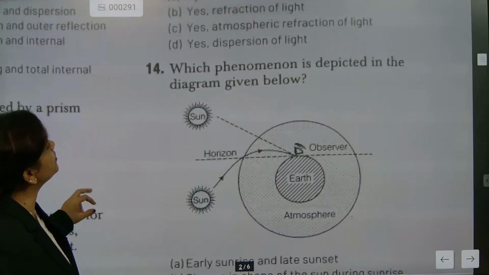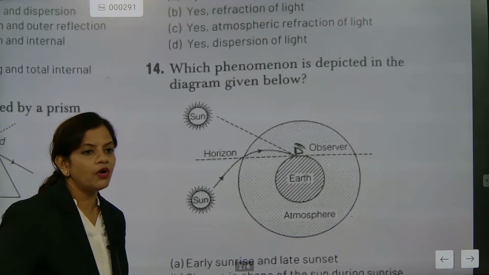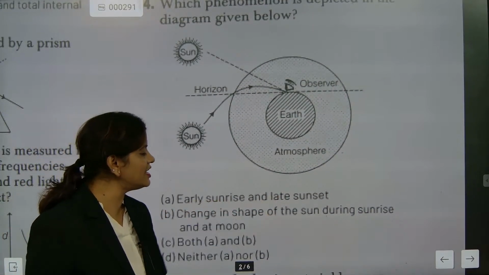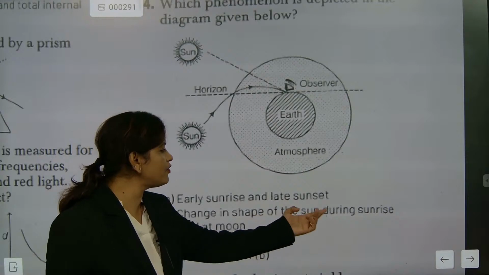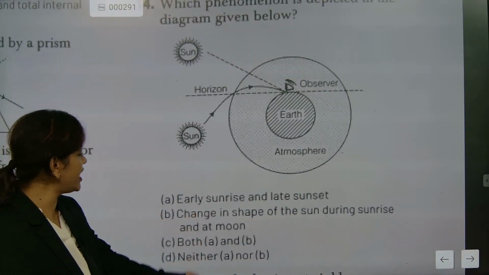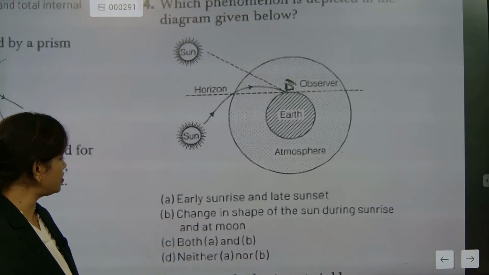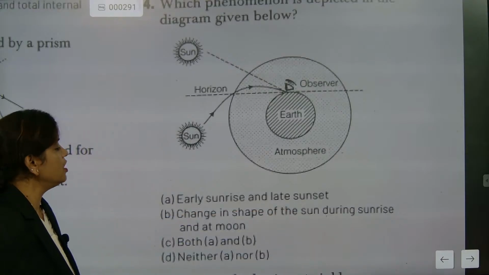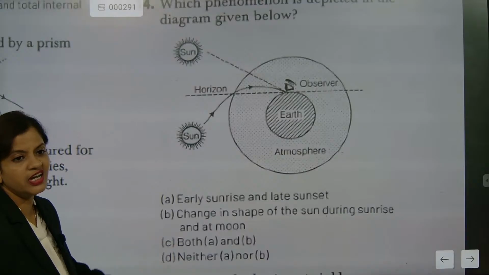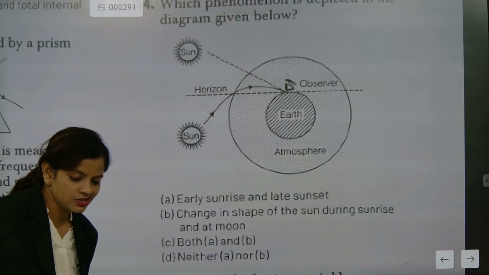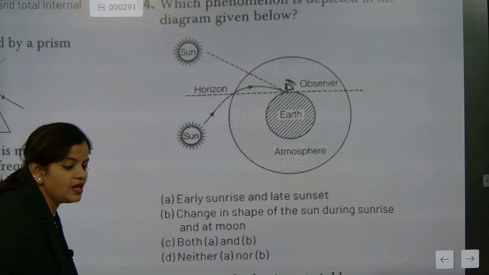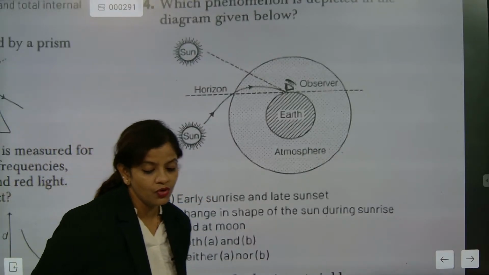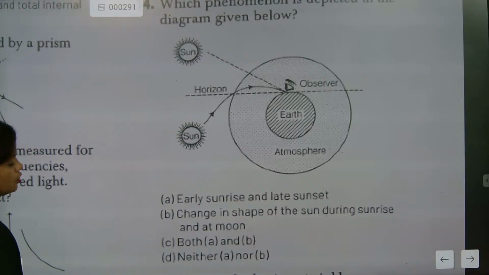Which phenomenon is depicted in the diagram given below? What is the phenomenon? Morning itself we talked about: early sunrise and late sunset, change in shape of sun during sunrise and noon, both A and B, and at noon change in shape of sun during sunrise and that of noon. See, these options have made it very drastic, because many students here will make a mistake after seeing that option. I know that many of you, after getting this type of options, will make mistakes.